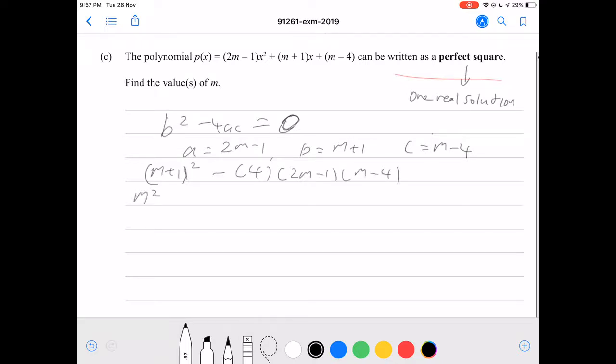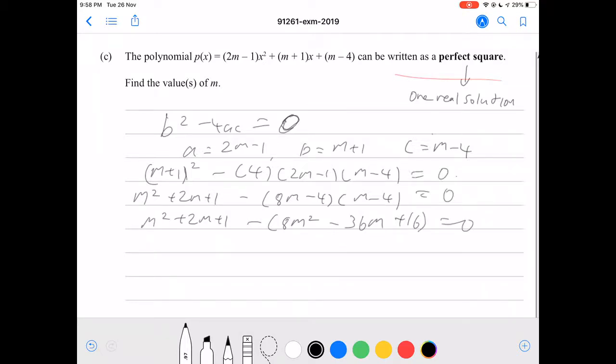If we expand this out, m squared plus 2m plus 1 minus 8m squared minus 32 minus 36m plus 16. Sorry, this is all equal to 0. Now we can simplify even further. So negative 7m squared. Double negative makes a positive, so negative and negative 36m make positive 36m, so plus 38m. And 1 minus 16 is minus 15, equal to 0.